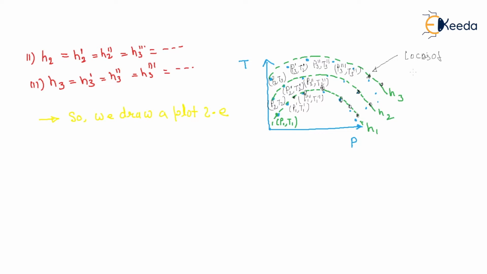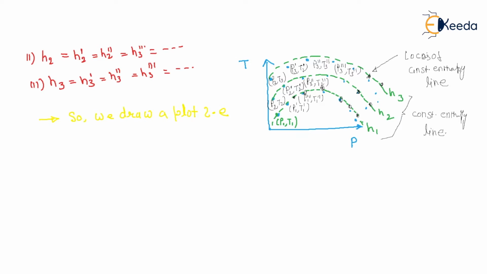Locus of constant enthalpy line, right? And these are all constant enthalpy lines, right? So you draw a plot like that.